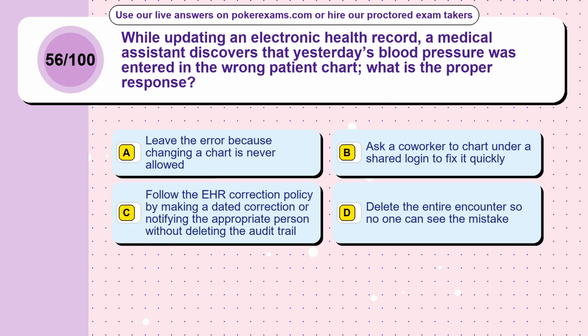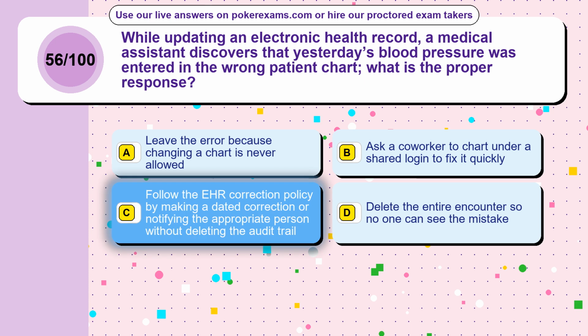Question 56. While updating an electronic health record, a medical assistant discovers that yesterday's blood pressure was entered in the wrong patient chart. What is the proper response? Option A. Leave the error because changing a chart is never allowed. Option B. Ask a coworker to chart under a shared login to fix it quickly. Option C. Follow the error correction policy by making a dated correction or notifying the appropriate person without deleting the audit trail. Option D. Delete the entire encounter so no one can see the mistake.